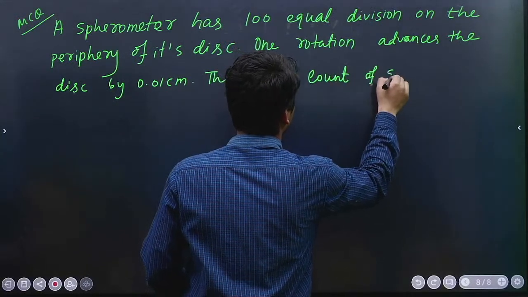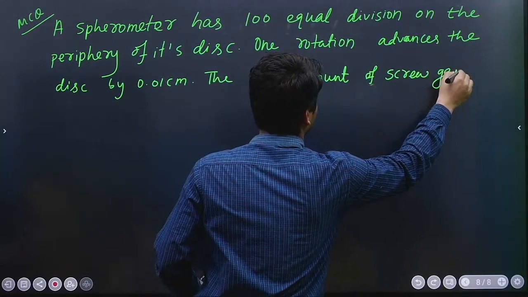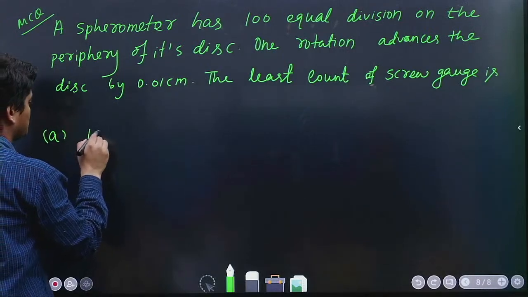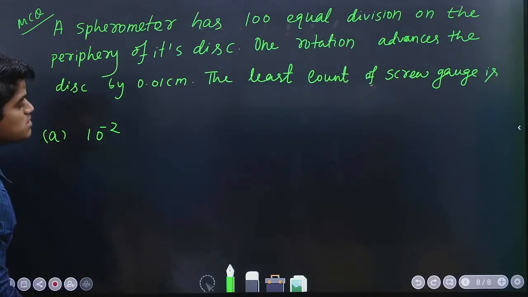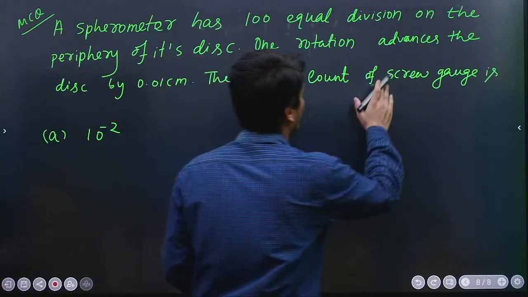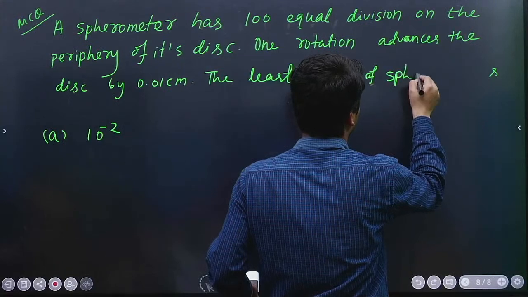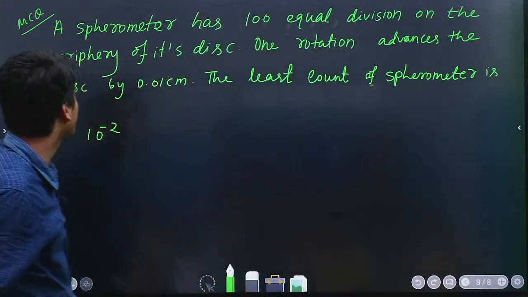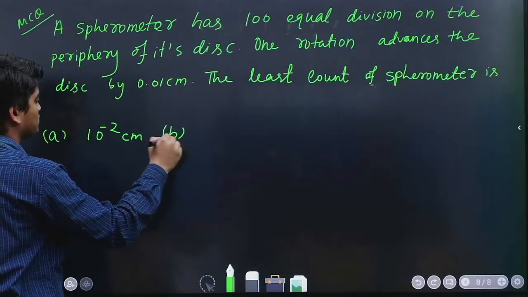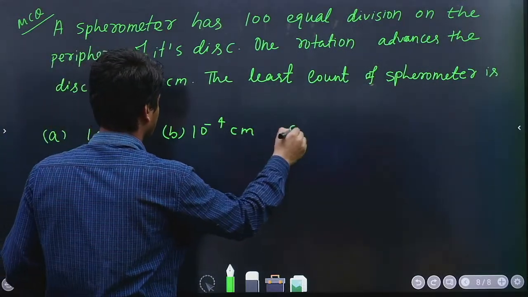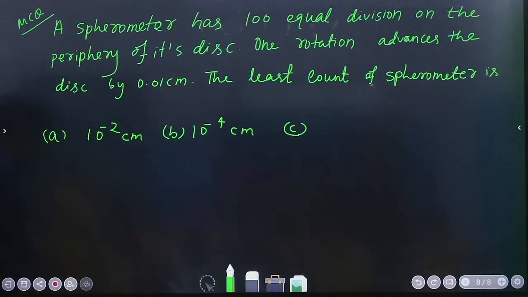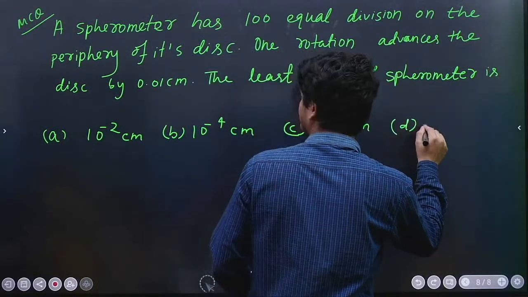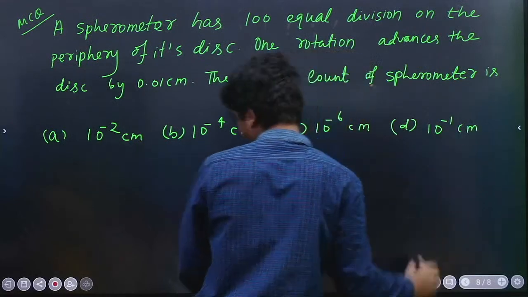Now find the least count of the screw gauge. Options: A, 10 to the power minus 2 centimeter; B, 10 to the power minus 4 centimeter; C, 10 to the power minus 6 centimeter; D, 10 to the power minus 1 centimeter.